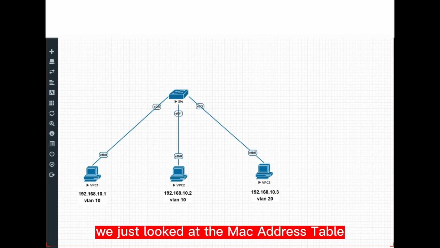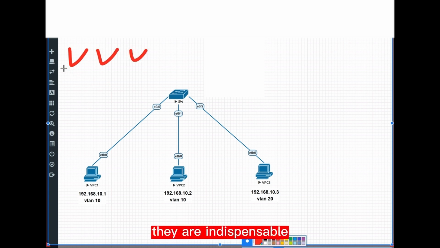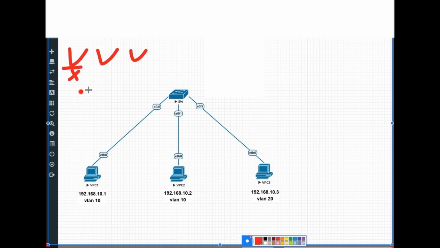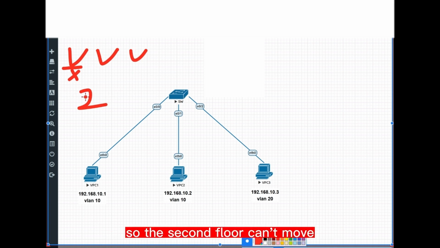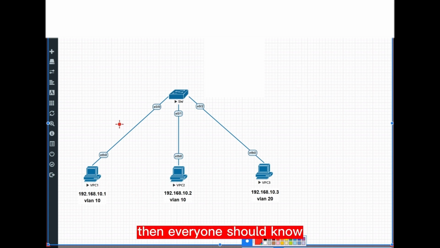We just looked at the MAC address table: VLAN ID, interface, and MAC address. They are indispensable. As long as the VLAN is unreachable, there is absolutely no access on layer 2. So layer 2 can't move. Only layer 3. If it is layer 3 routing, then everyone should know.